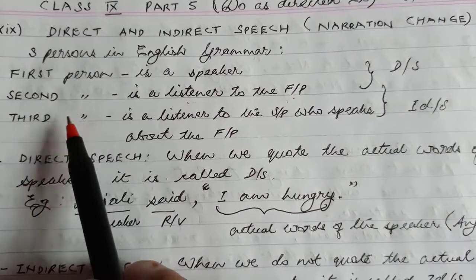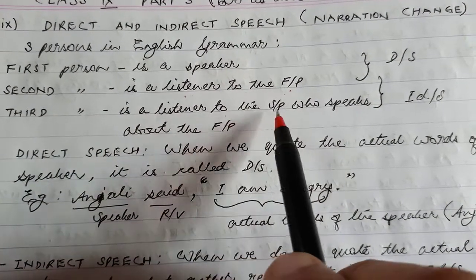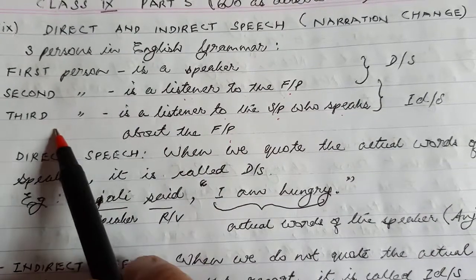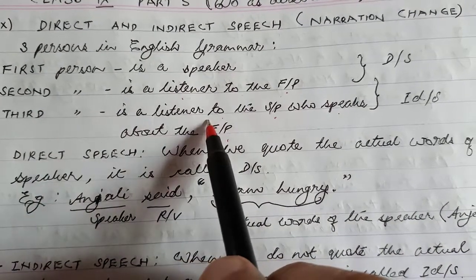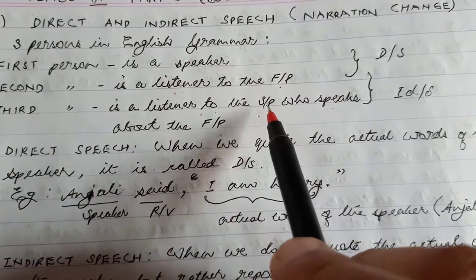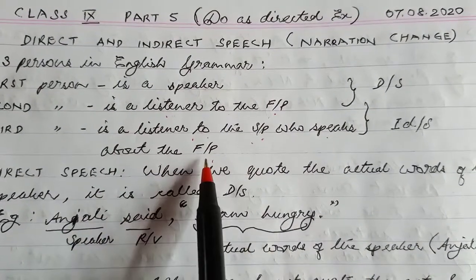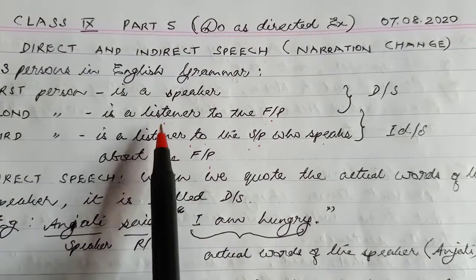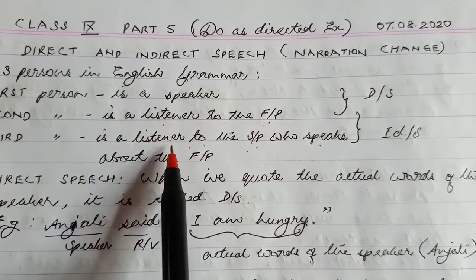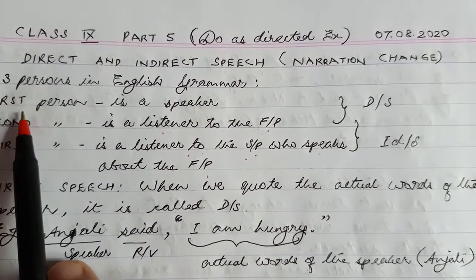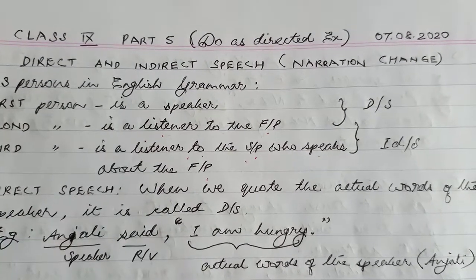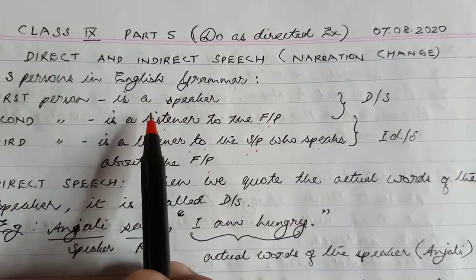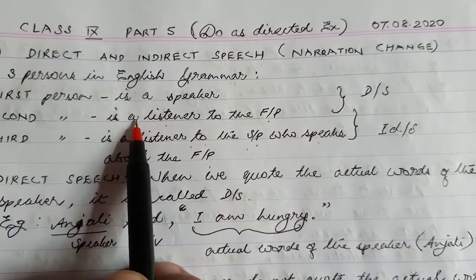Now, third person. Third person is a listener to the second person who speaks about the first person. Now, who is the third person? Third person is a listener to the second person who speaks about the first person. So I hope you understood. So let's again make it simple to understand. As I told you, first person is considered I am now. I am teaching you, right? So I am telling you something. So I am the first person. You are listening to me, right? So you are the second person, right?